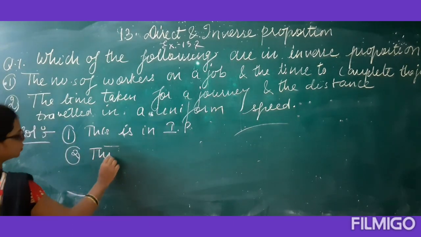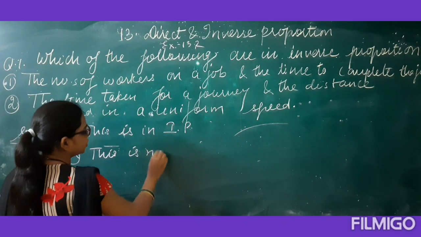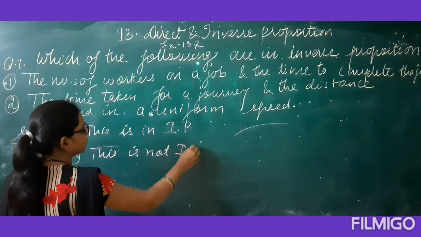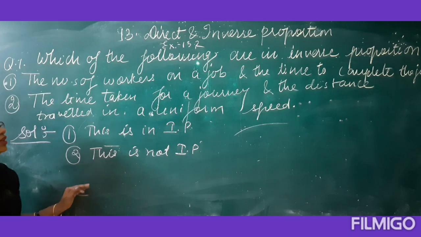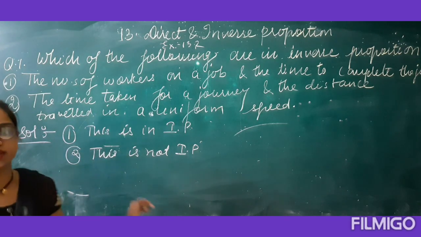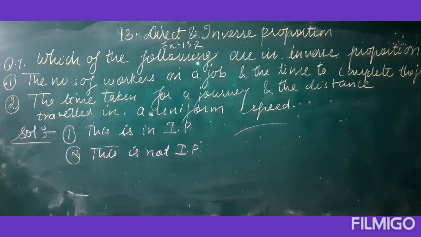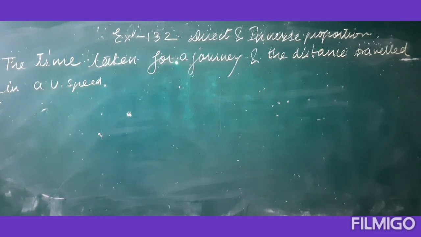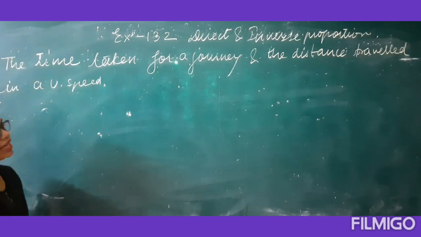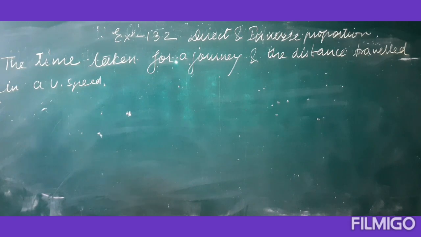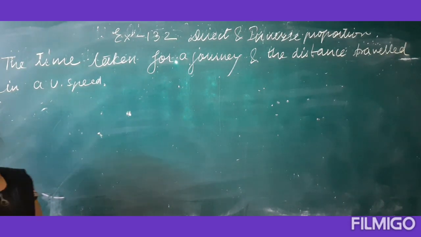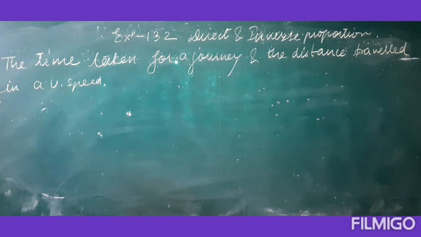This is not inverse proportion. Likewise, think about the next question and try to solve this. In this question it is saying the time taken for a journey and the distance travelled in a uniform speed. You have to find out whether this is in inverse proportion or not.